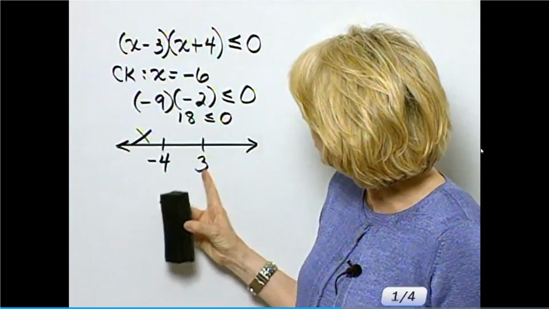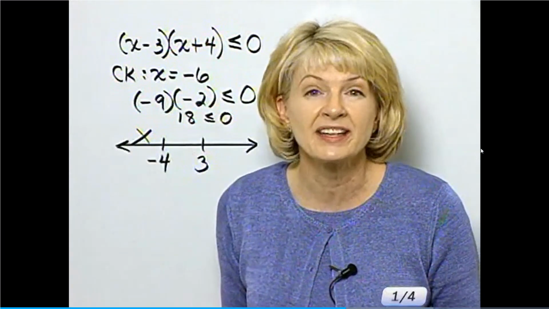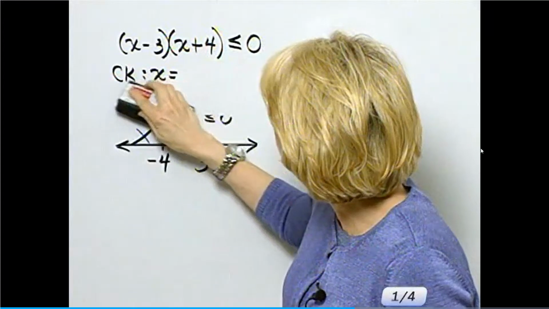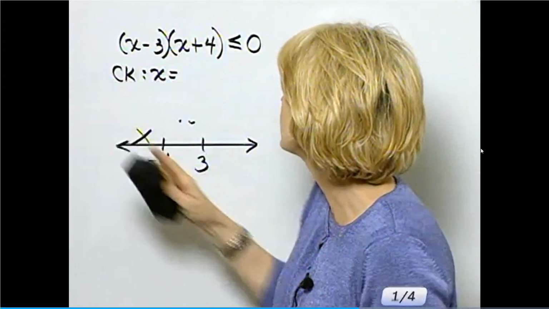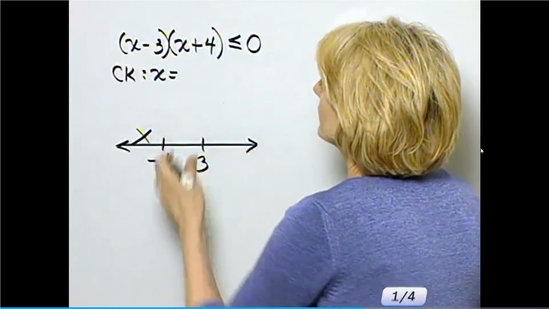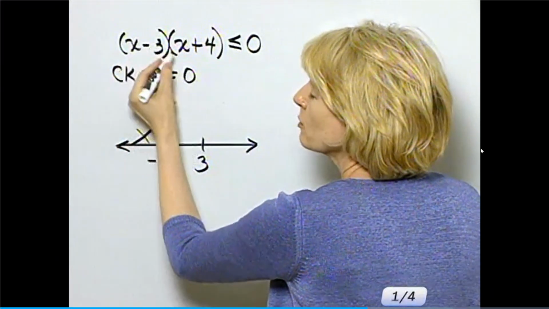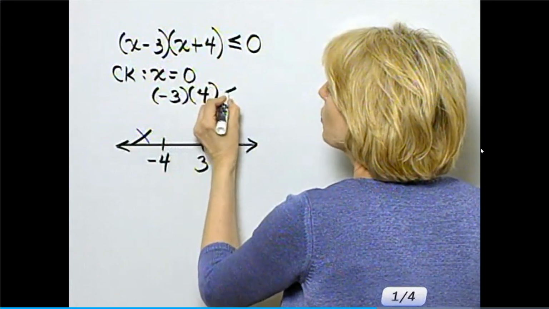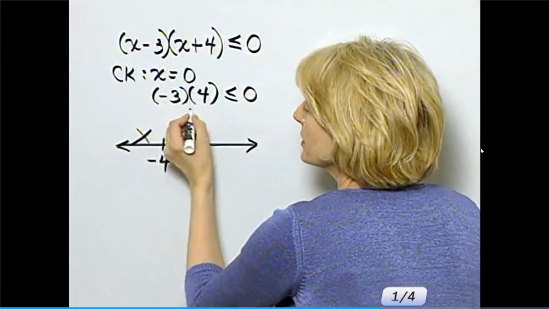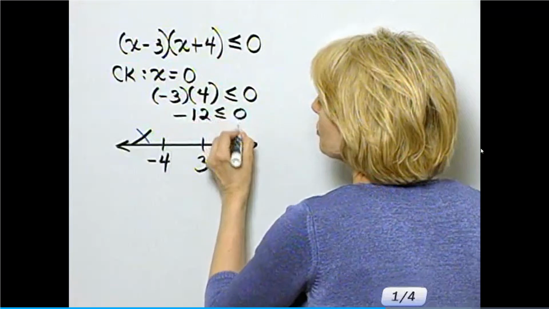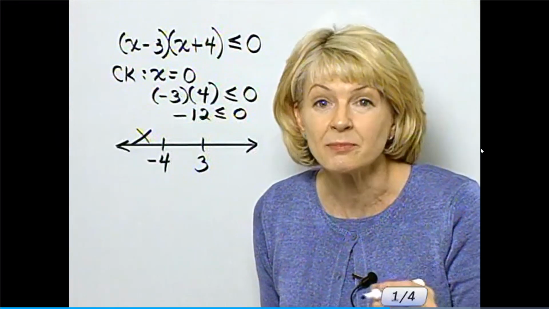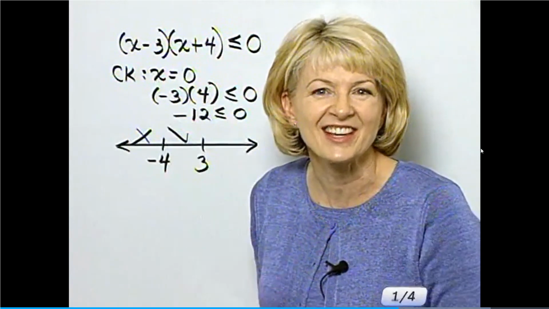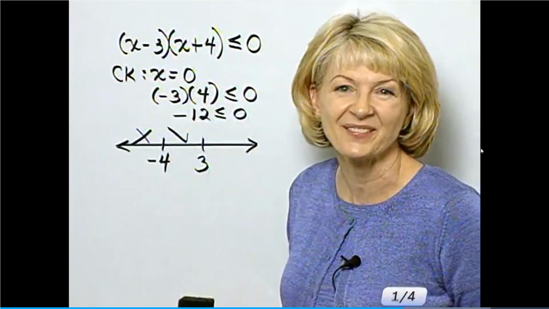Now, check any number in this region, any number between -4 and 3. I'll check 0. And I check it in the inequality because we're trying to solve this inequality. Well, if x is 0, what is 0 minus 3? That's -3. What is 0 plus 4? That's 4. Is that a true statement? That's -12 less than or equal to 0. That is a true statement, so I will place a check mark. And I know my check marks are left-handed check marks. You can place a right-handed check mark there.